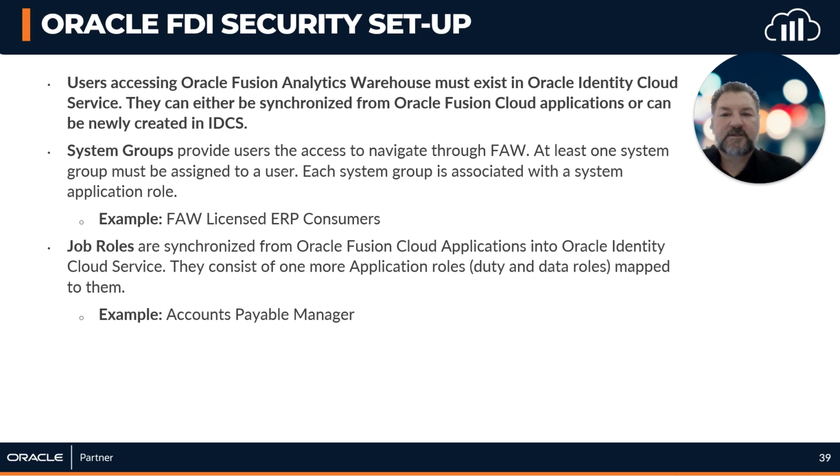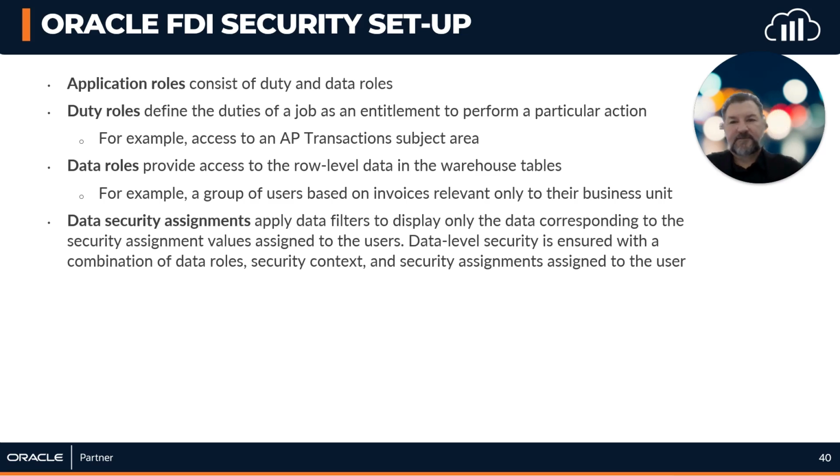So job roles are synchronized again from Fusion applications into Identity Cloud Services, and they consist of one or more application roles. Application roles consist of duties and data roles. Duty roles define the duties of the job entity. Maybe it's an accounts payable clerk, accounts receivable clerk. Data roles provide access to the row level data in the warehouse tables. So data security assignments apply data filters to display only the data corresponding to the security assignment values assigned to that user.